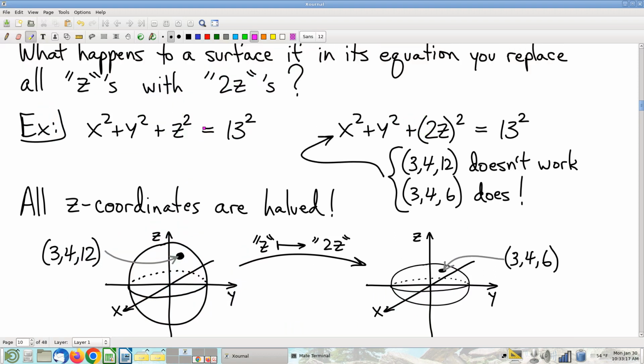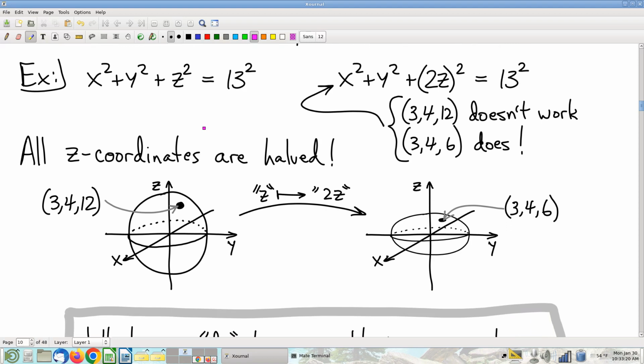What happens when I replace the z's with two z's? This is a hand wavy argument, but I think this gives the best intuition. Let's think about this point here: 3, 4, 12, and notice that point satisfies that equation. A little arithmetic. Now I'm going to look at my new equation over here and ask, does that point satisfy this new equation? Well, no. Obviously. Of course not. We changed the equation. You change the equation, everything changed. Obviously it's not going to work. If it did, it'd be a weird coincidence.